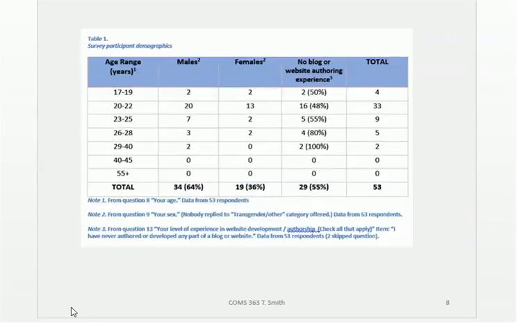So here we have an alternative. You can switch around the tables and the columns and the rows, but this stub column, the first column on the left, acts like a heading for all the other information in that row. So I should be able to say that the 17 to 19 age range helps to define that there are 2 males within that age group, 2 females within that age group, and the number of people with no website authoring experience within that age group is 2. Okay, so everything relates back to the stub column, so it acts almost like a heading for all the rows.